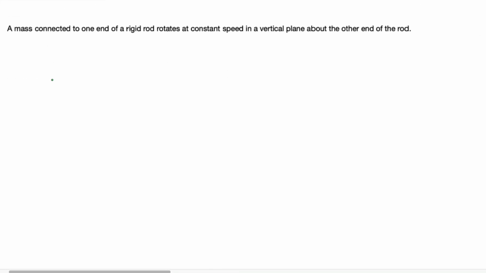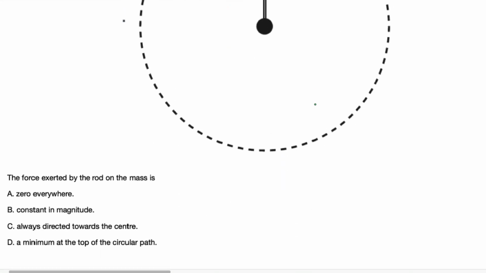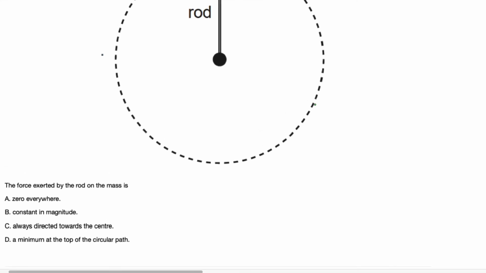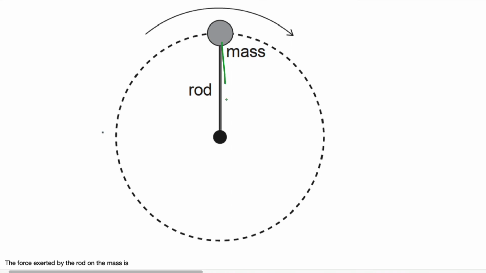A mass connected to one end of a rigid rod is rotated at a constant speed in a vertical plane about the other end of the rod. The force exerted by the rod on the mass is... So it's asking for tension here. Right? So tension.